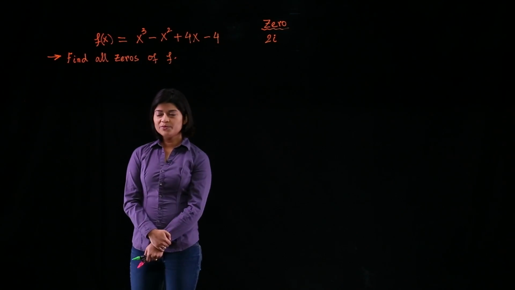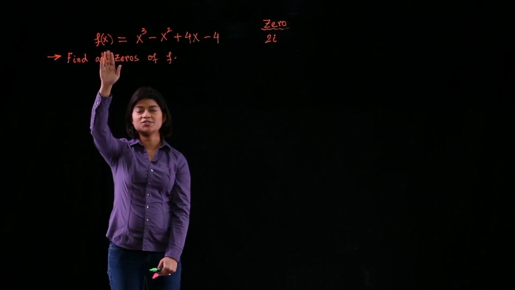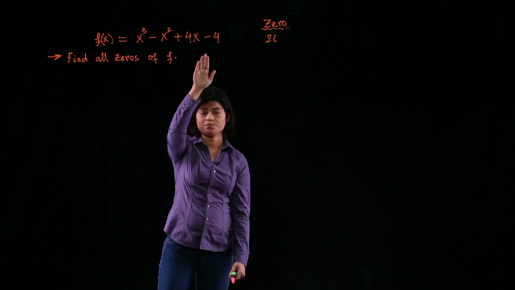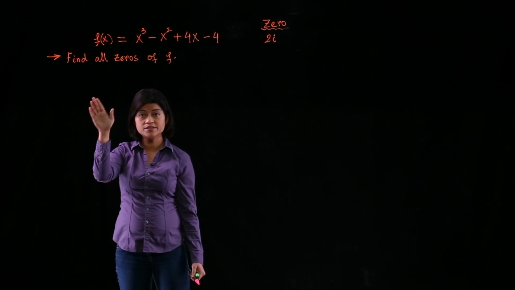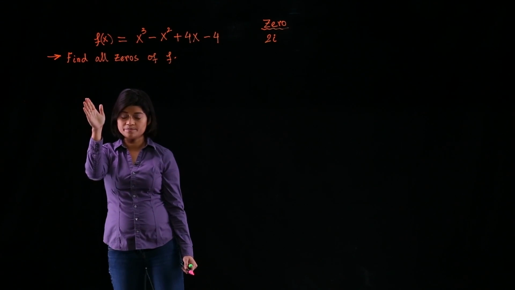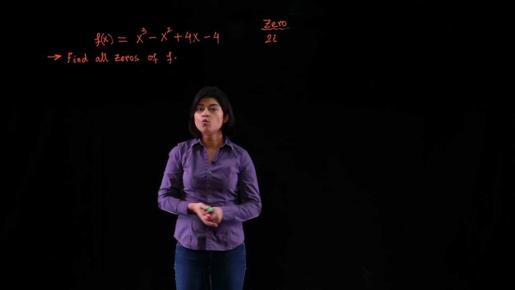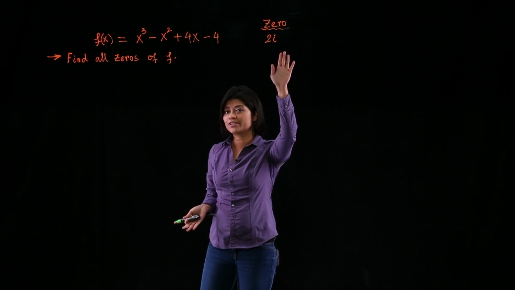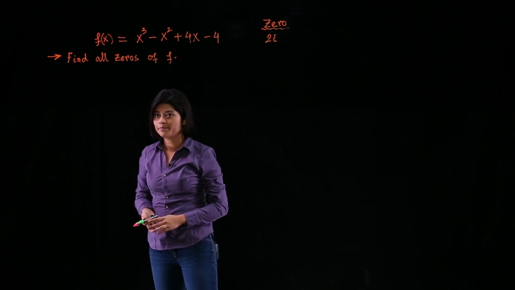Hi, I'm Papia. In this problem, we have this function f of x is equal to x cubed minus x squared plus 4x minus 4. We have to find all the zeros of this function using the fact that one of the zeros is 2i. So one zero is given to us and we have to find the rest of them.